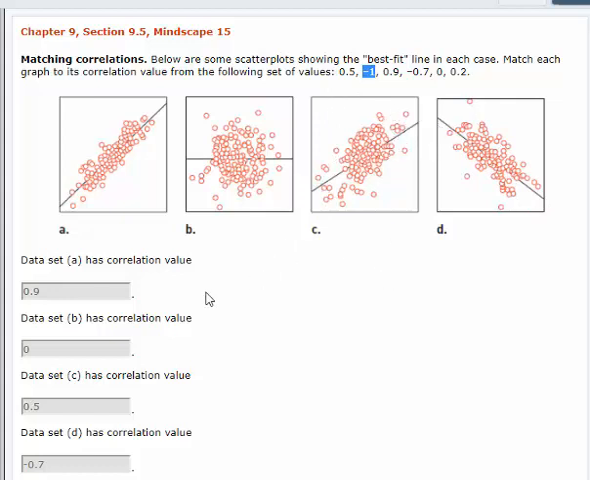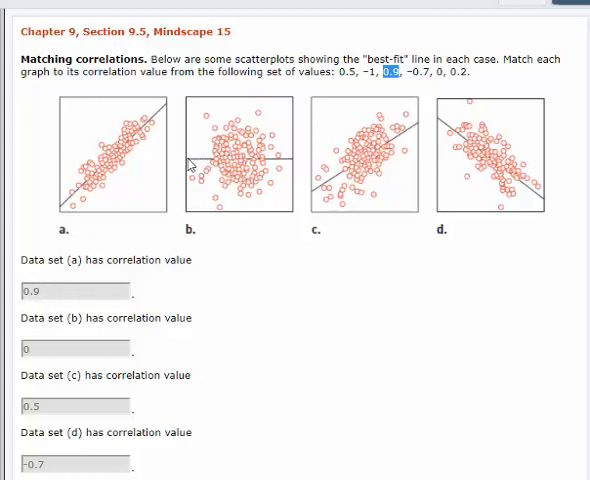All right, so for data set A, the answer is 0.9. What you're seeing is this data is pretty close together and definitely moving up in a positive manner. So there's a definite positive relationship in this data set, which means the value is close to +1, and that's where this value comes in.